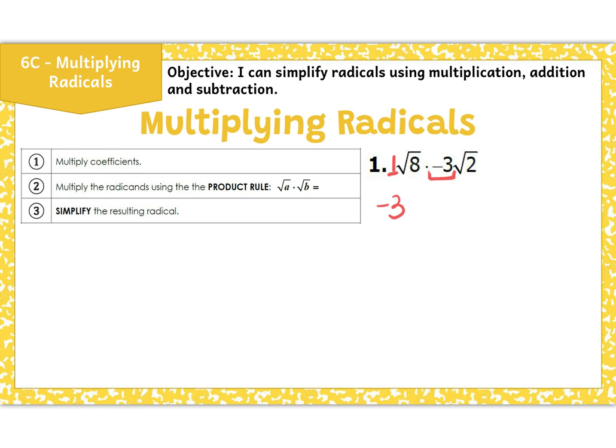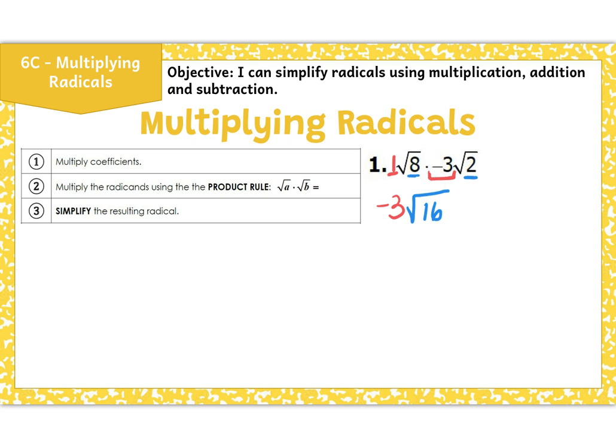Then I'm going to multiply the radicands using the product rule. So radicands are the numbers inside the radical, so 8 times 2. So that's going to stay in the square root. 8 times 2 is 16. The last step is to simplify the resulting radical.